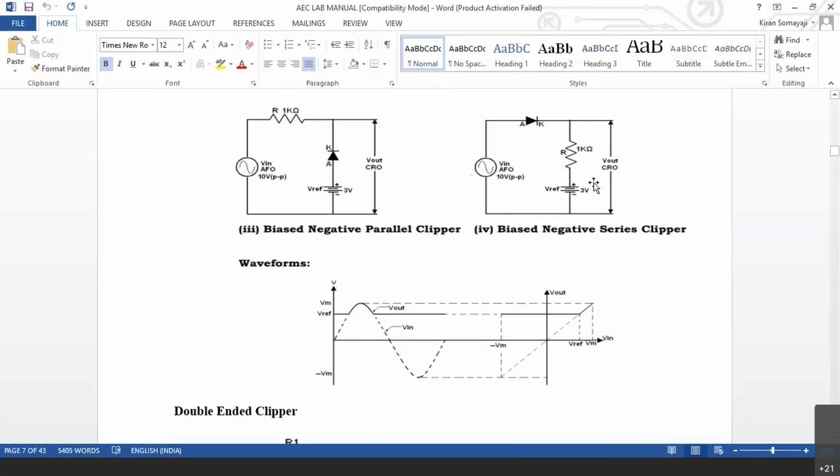In the series clipper, only when the diode is conducting, output will be there. When the diode is not conducting, output will not be there. This is a very valid understanding point.